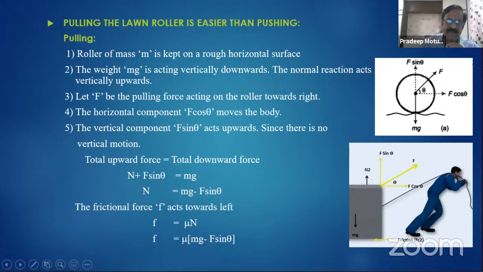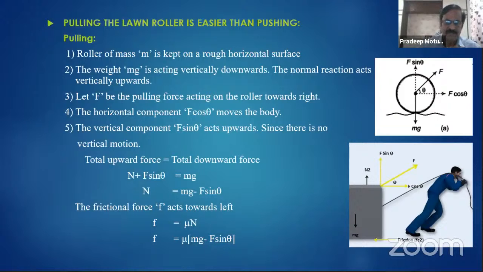Now we will calculate the frictional force, which acts towards the left. Actually, you are pulling the roller towards the right, and there is a force, the frictional force, that acts towards the left. So what is the frictional force? F is equal to mu N. It's a general equation.